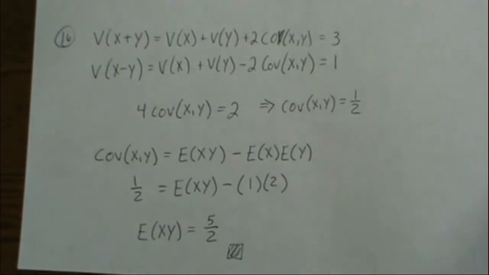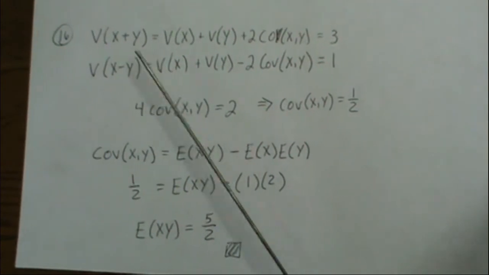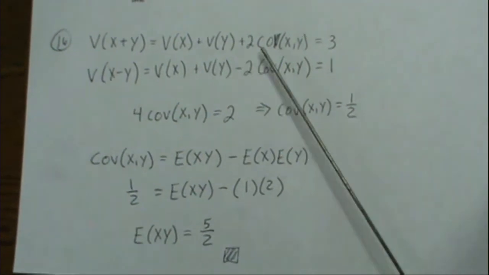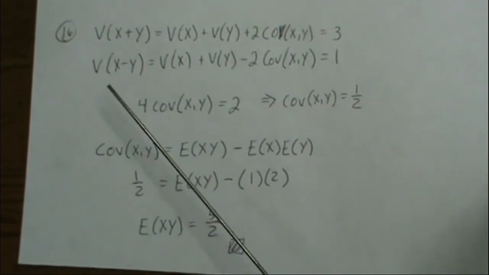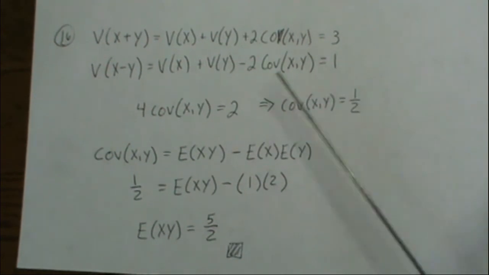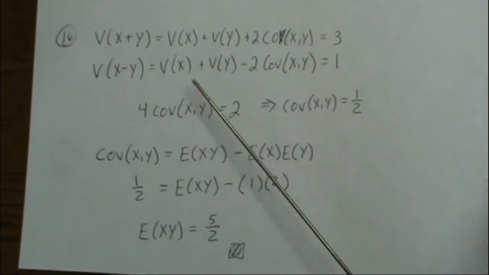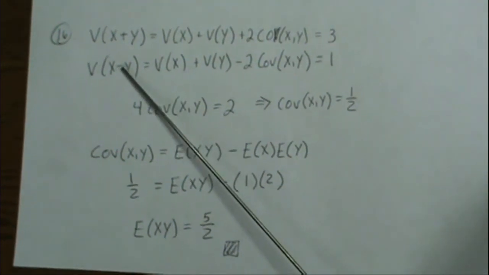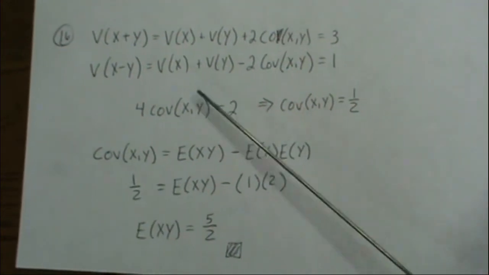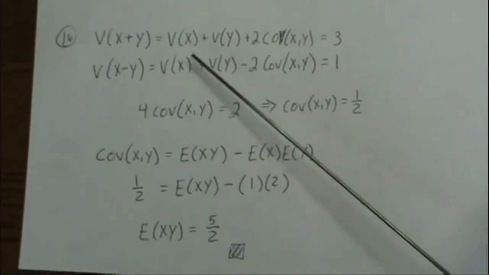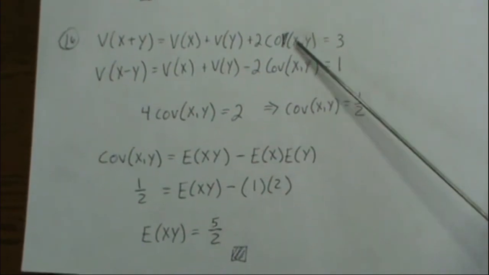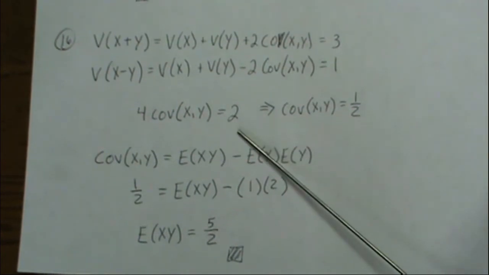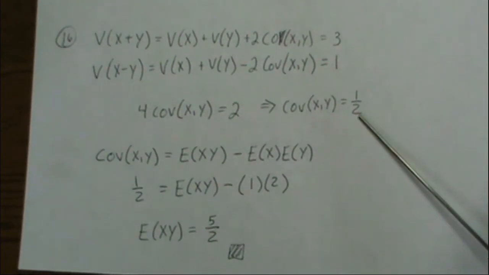So number 16, we're given that the variance of X plus Y is 3. But remember that this variance is the variance of X plus the variance of Y plus 2 times the covariance. And the difference was given as 1, but that's also the variance of X plus the variance of Y minus 2 times the covariance of X and Y. The minus comes from here. So if we subtract these two equations, these pieces drop out and we're left with 4 times the covariance of X and Y equal to 2. This implies the covariance of XY is 1/2.